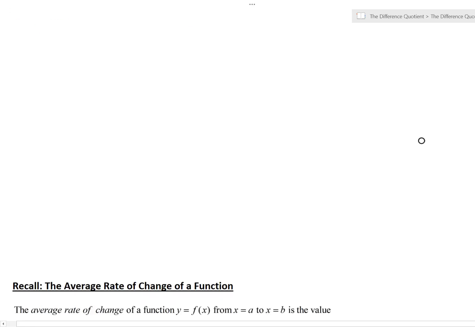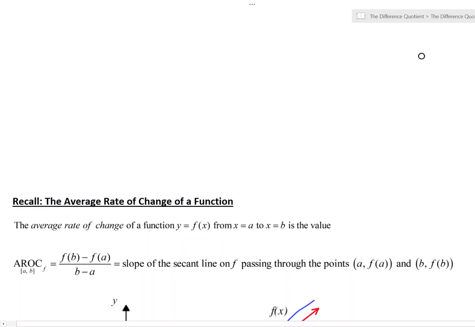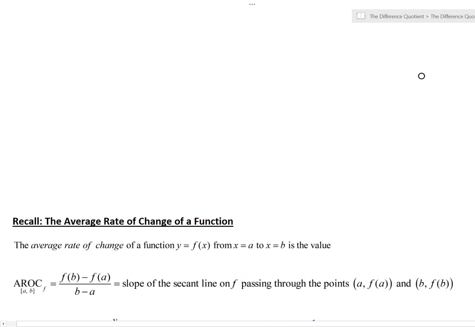All right, so before we formally say what difference quotient is, I want to refresh what the average rate of change of a function is. Remember, we got a function, f of x, let's say, and we want to find the average rate of change from x is a to x is b, then we calculate as below.